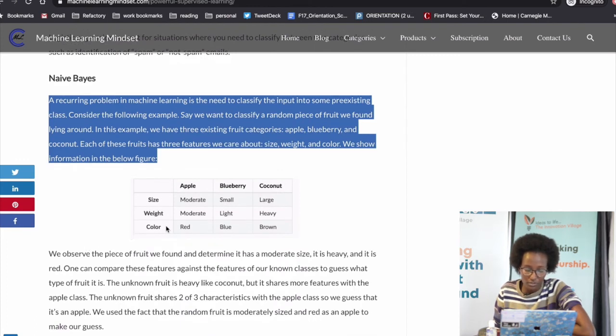Okay, so we have three existing fruit categories: apple, blueberry, or coconut. And for those three fruits, we have their features: size, weight, and color. We say, okay, the size of an apple is this, the weight is that, the color is red, the blueberry is all of that. And now we have a fruit lying around, and we want to say, what is this fruit that we found? Is it an apple? Is it a blueberry? Is it a coconut? We're going to base it on the size, the weight, and the color.